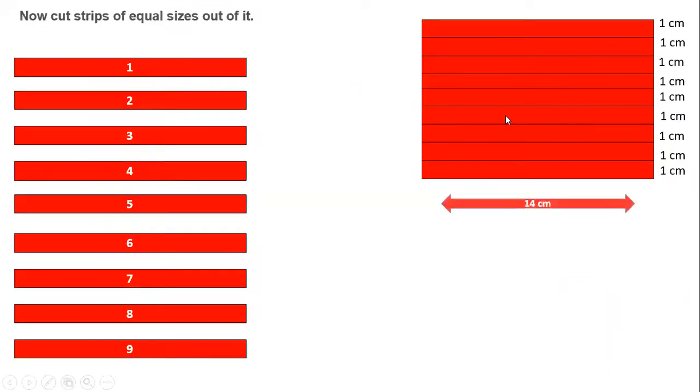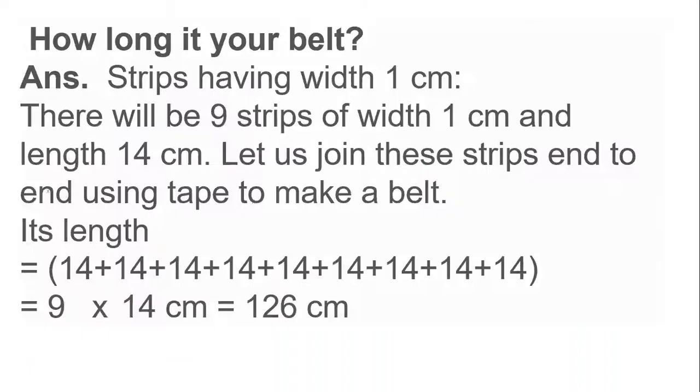Now, see. If you cut this with 1 centimeter width, total 9 strips you will get. It is 9 and this is 14. So when you make 1, 1, 1, 1 like this, you will get 9 strips. Concentrate here. When you cut the postcard with 1 centimeter width, you will get total 9 strips.